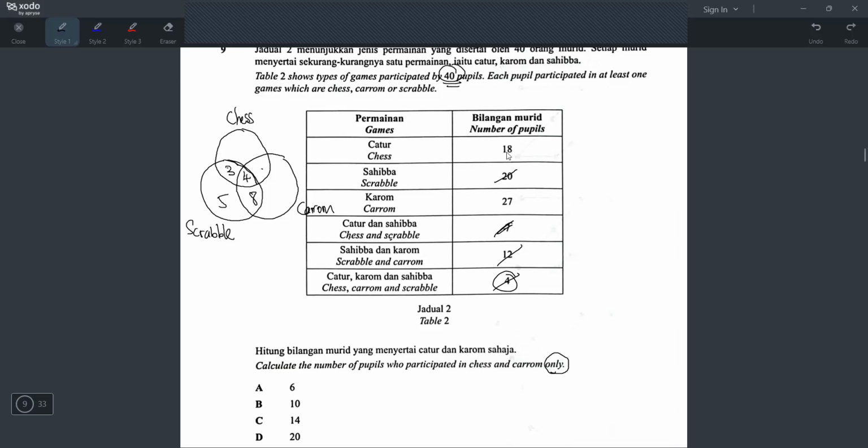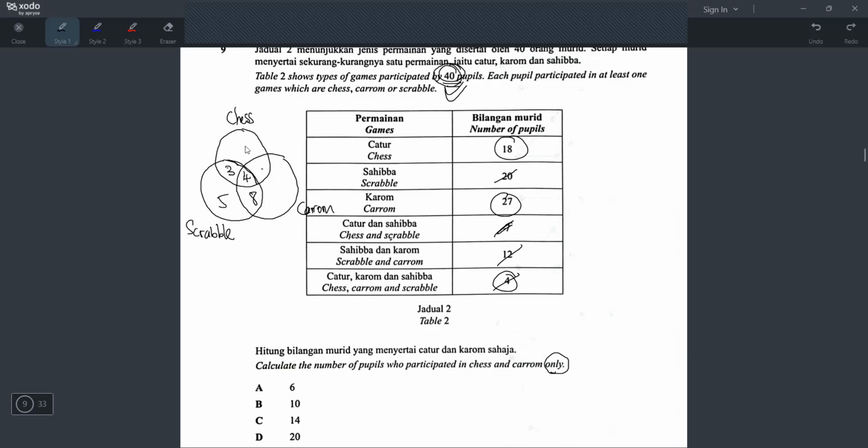Then what about the chess? The chess also I cannot write 18 like this. Because I already said the 18 is the total of these four added together. Okay, but we can't use the 18 now because there's 2 missing here. So this information and this information I cannot label now. But I do know that the total is 40. So we can take advantage of this 40, right?